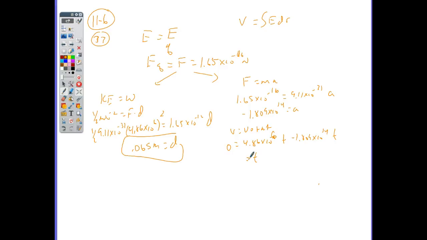So I move that over. 4.86 exponent 6 divided by 1.809 exponent 14. So my time is equal to 2.687 times 10 to the negative 8 seconds. Agreed? Yeah. All right. That's bad news.